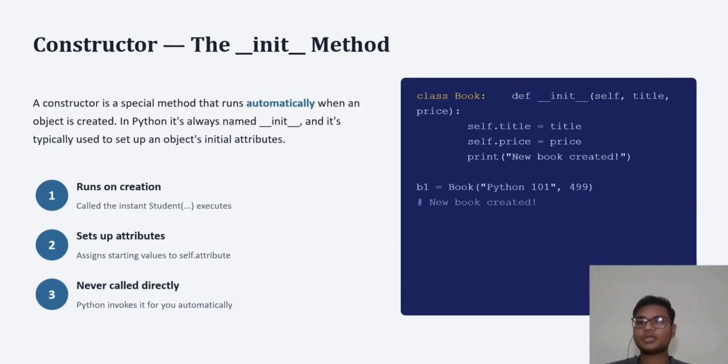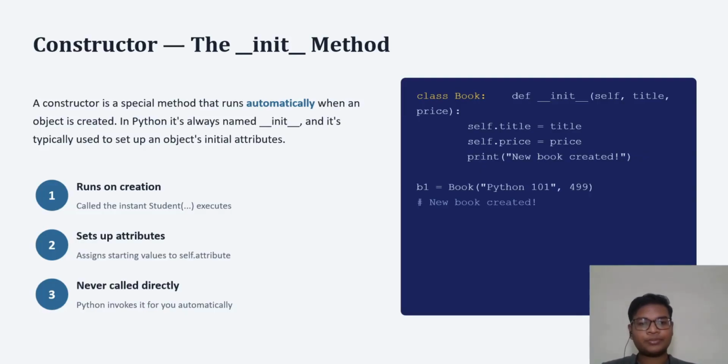Now let's move forward and talk about what we mean by the constructor. That's the __init__ method. Why do we use this? A constructor is a special method that runs automatically when an object is created. In Python, it's always named double underscore init double underscore, and it's typically used to set up an object's initial attributes.